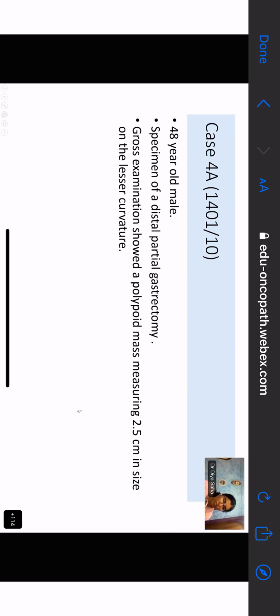Okay. A 48-year-old male with a specimen of distal partial gastrectomy. Gross examination showed a polypoid mass measuring 2.5 centimeters in size on the lesser curvature.